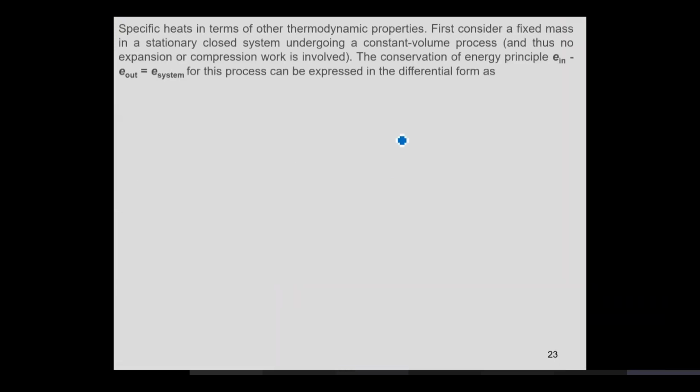Moving on, specific heat in terms of other thermodynamic properties. You have to develop a relationship between specific heat and other thermodynamic properties. So you consider a closed stationary system undergoing a constant volume process. That is, no compression or expansion work is involved. So the energy equation should be E in minus E out is equal to the change in energy of the system. So that means the differential energy coming into the system minus differential energy moving out of the system is equal to the change in internal energy of the system.